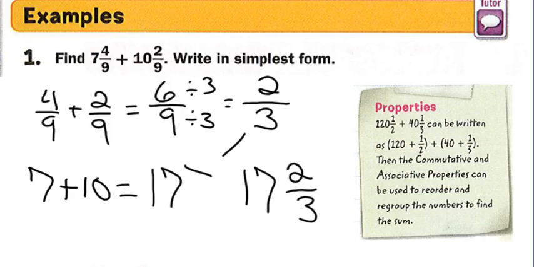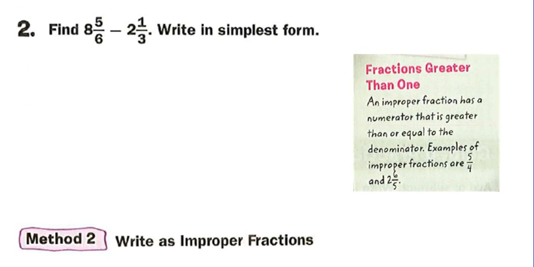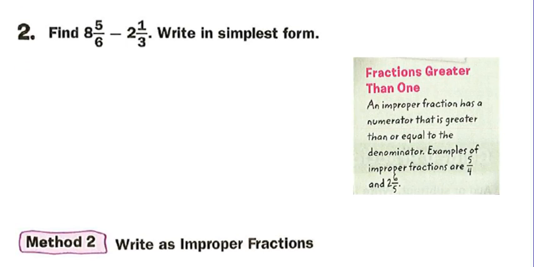So nothing really that crazy or that tricky on that one. Number 2, we're going to subtract, and sometimes subtraction can be a little bit hairy, but in this particular example, it's not so bad. There's really two ways we can go about doing it. The first way is we can just subtract them as they are, subtract the mixed numbers.